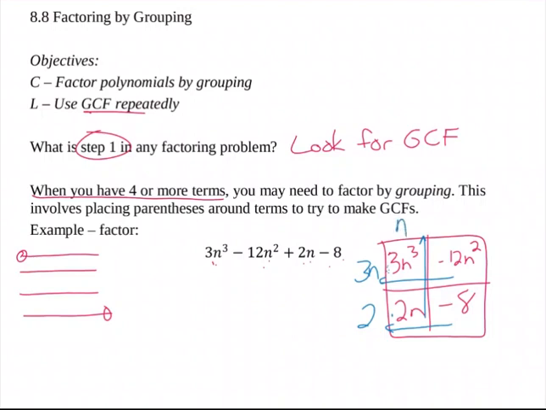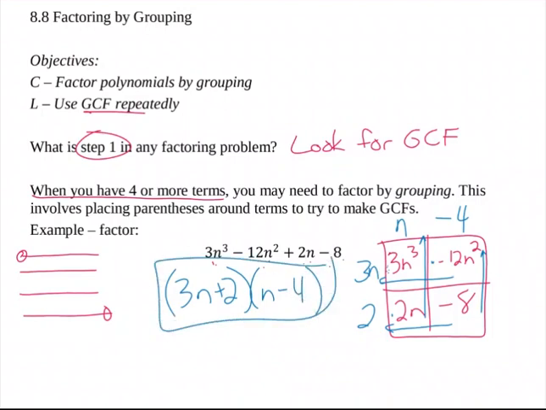I'm only writing n. And then for the second column, I'm pulling out my GCF. The lead box here is negative, so I'm pulling out negative, and then the GCF between 8 and 12 is 4, so it's 4. Okay, and that's it. So just like before, we're writing our result. We have 3n plus 2, and we have n minus 4, and we're done. That's the answer.